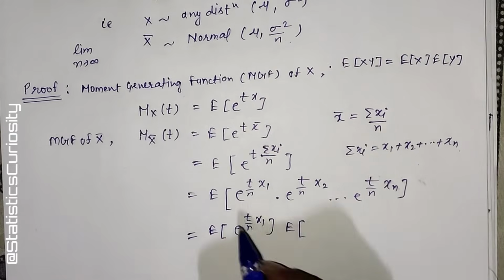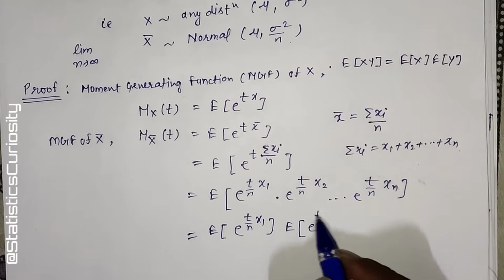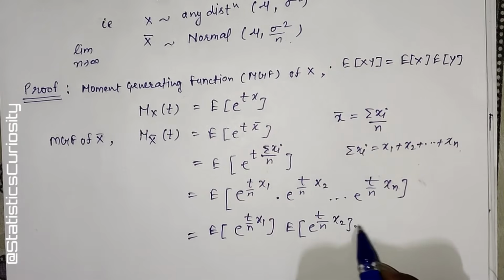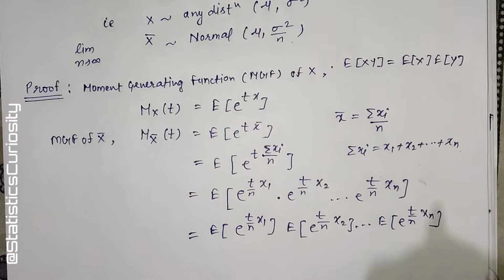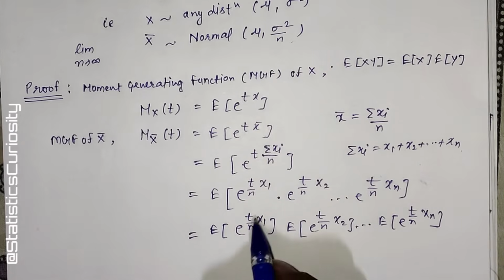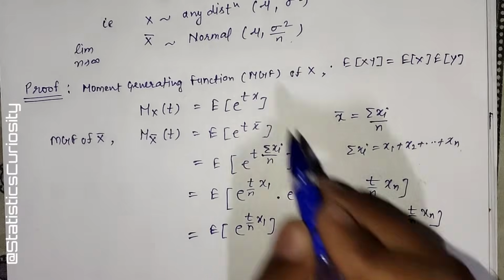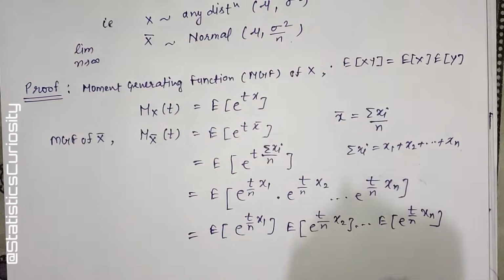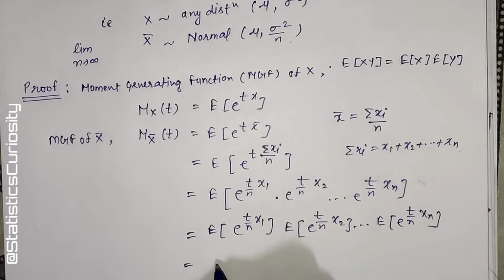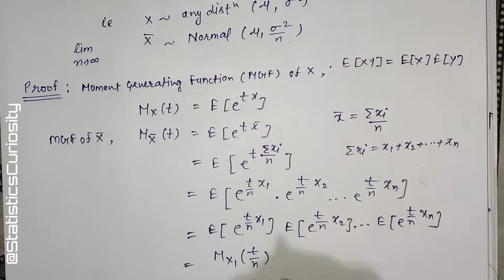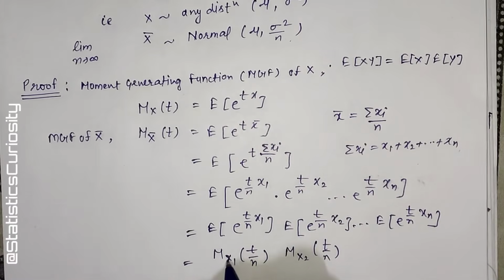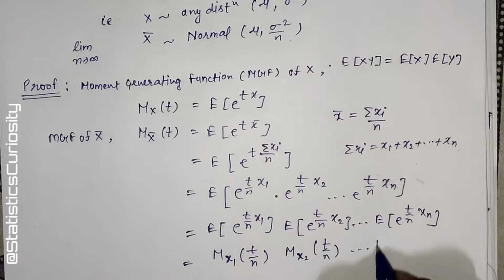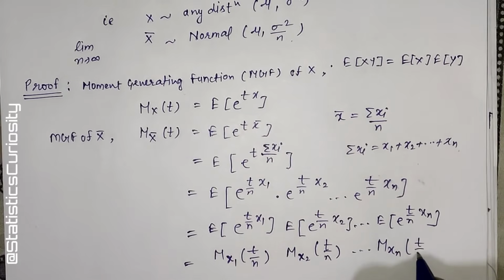Expectation of e raised to the power t by n X1, times expectation of e raised to the power t by n X2, up to expectation of e raised to the power t by n Xn. Since all these X1, X2, Xn belong to a single population X, we can write these terms as MX1(t/n), MX2(t/n), up to MXn(t/n).